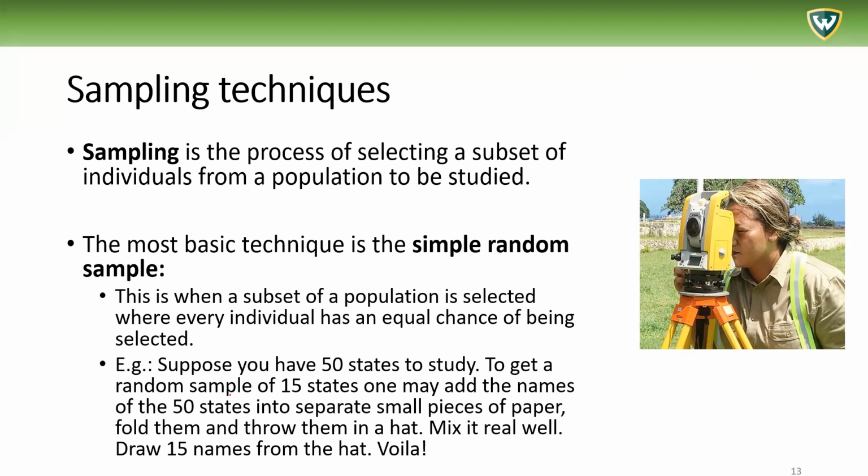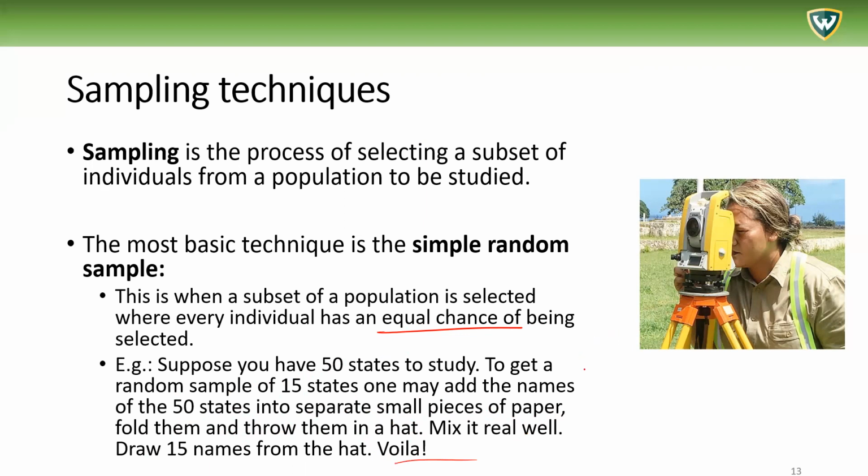So to get a random sample of 15 states, what we're going to do is write the names of all the 50 states onto separate small pieces of paper. We're going to fold these papers and hide them and make sure they all look the same and feel the same and are the same size and so on. So they have an equal chance of being selected. And then we're going to throw them in a hat. We're going to mix it real well. And then we're going to draw 15 names from the hat, and voila, we have our random sample.